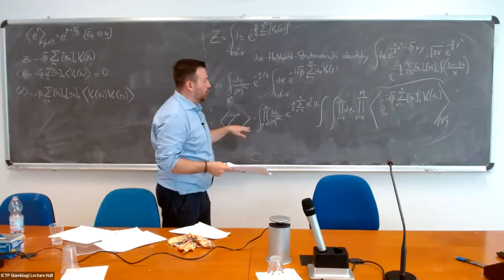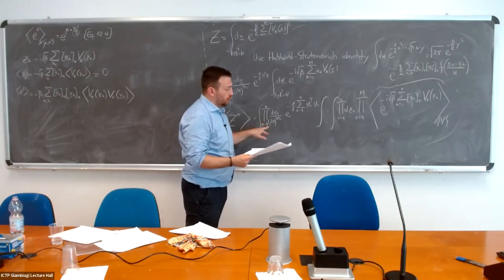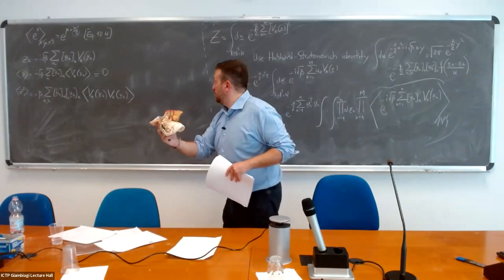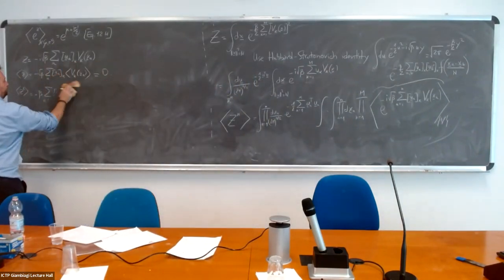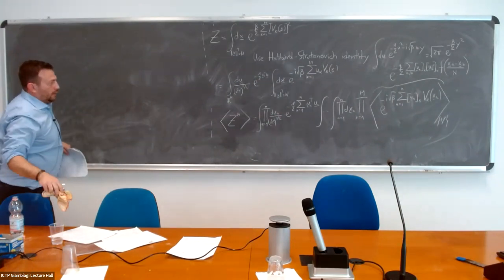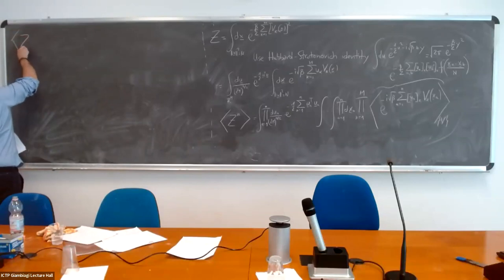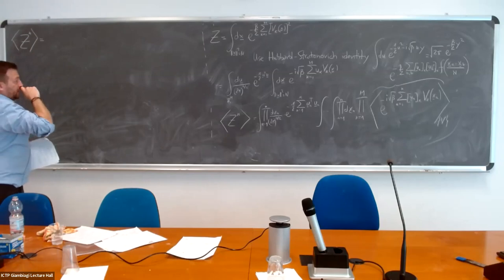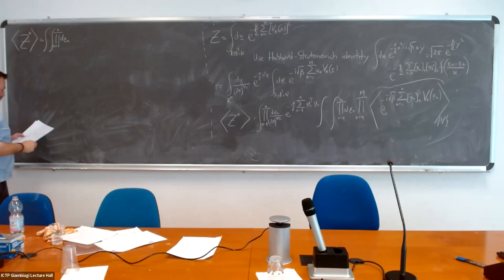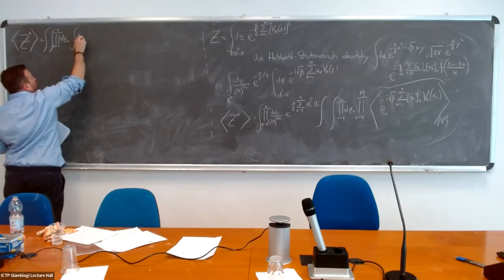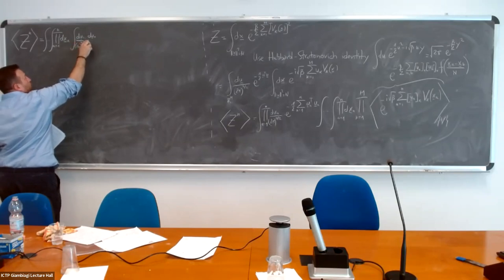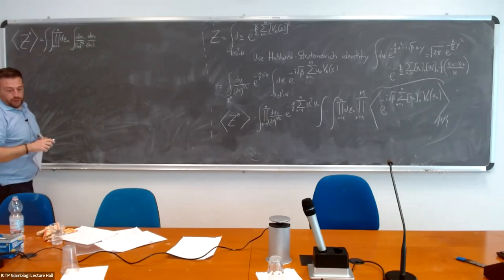Good. Now we can perform the integrals over u. So this term here, let me just erase here again. Good, so we have that z to the n average is the integral over the xa, and then we have an integral over u1 to un, each one with a factor of 2 pi to the m over 2.